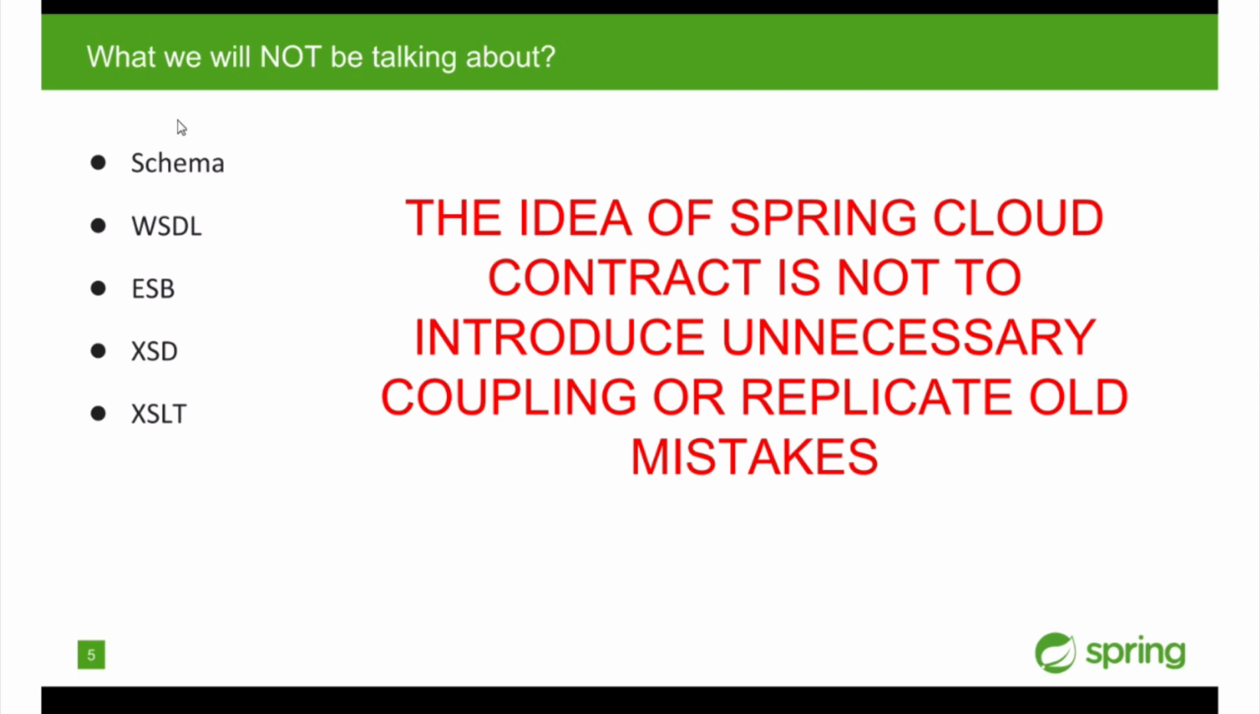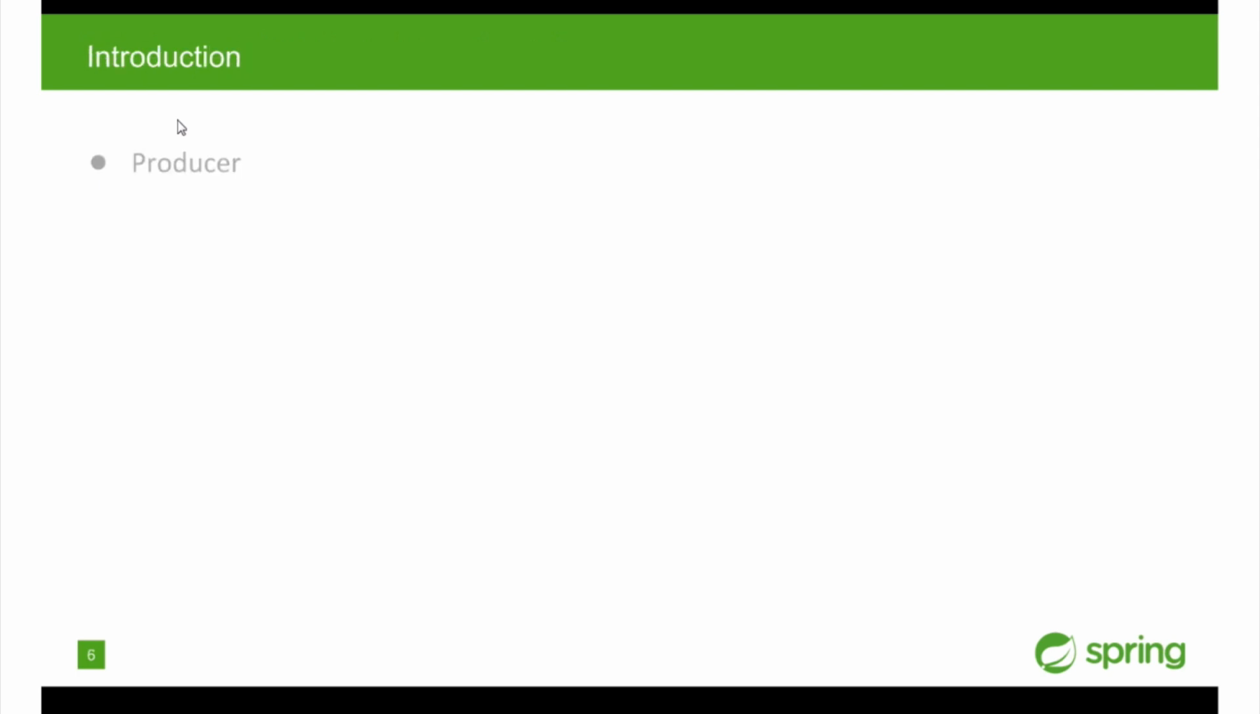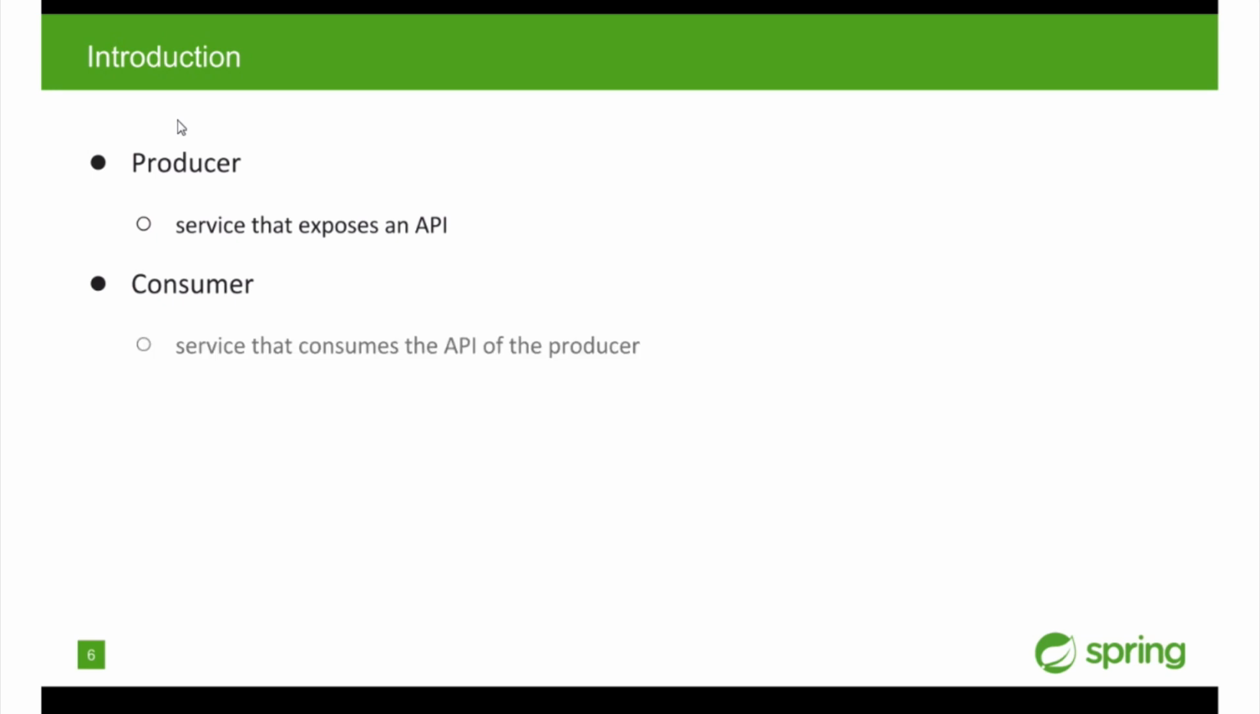Okay, so in order for us to be on the same page, we have to use the same vocabulary. So let's define some terms that we will be using throughout the whole session. A producer is a service that exposes an API, right? Simple stuff. Then we have a consumer. A consumer is a service that consumes the API of the producer. So if you are sending a request to another service, then you are consuming that service's API.